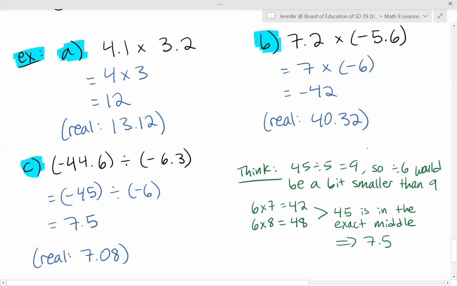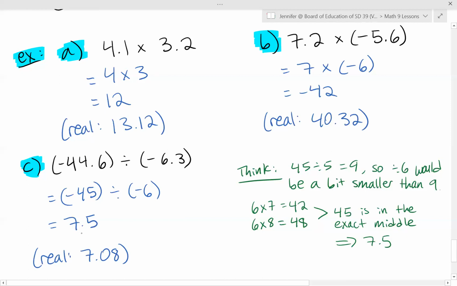And then another thing to think about is, well, we know that 6 times 7 gives us 42, and 6 times 8 gives us 48. So it's going to be somewhere between 7 and 8 that is going to give us this 45 in the middle. And it works out actually that 45 is exactly in the middle of 42 and 48, which means that our answer should be exactly between 7 and 8. So 7.5 would be a good estimate for this.